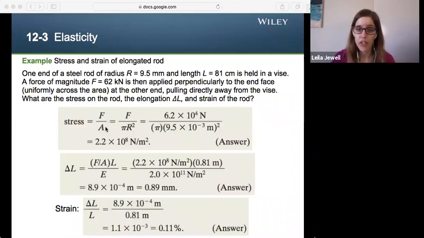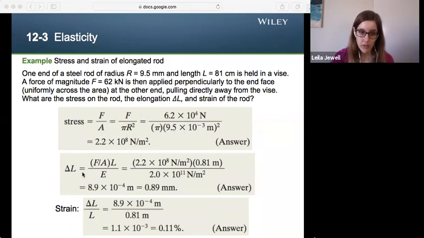So stress is force over area. Here it matters that it tells you that it's a steel rod. And so the fact that they give you the radius tells you how you can calculate the area of the end cap. So you calculate it with the area of a circle, pi r squared. And the force is as given, converting the units properly, right? So 62 kilonewtons becomes 6.2 times 10 to the 4. 9.5 millimeters becomes 9.5 times 10 to the minus 3 meters. And so then you get your stress, which does have units of force over area, newtons per meter squared.